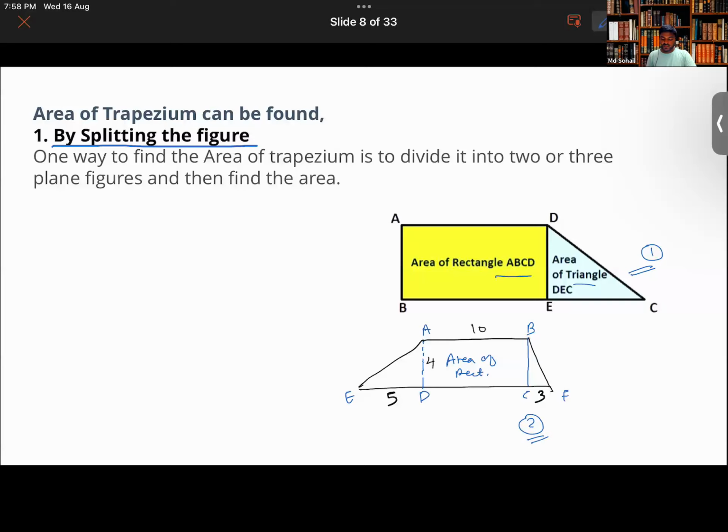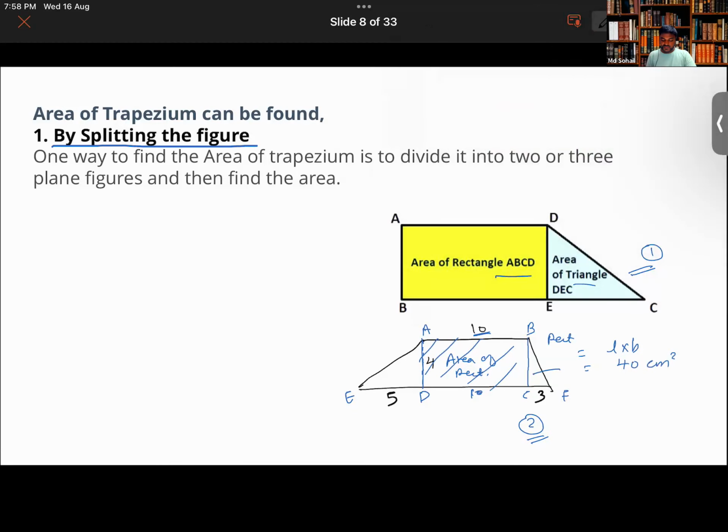Suppose we try to find the area of this figure. If this one is 10, this one is also 10 here. The height is also given, so we know the formula to find the area of this rectangle is simply length into breadth. So it's going to be 40, let's say centimeter square. Right, guys?